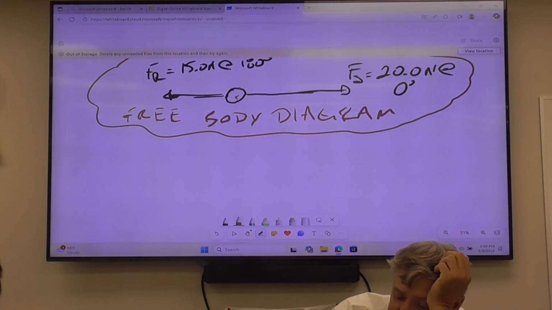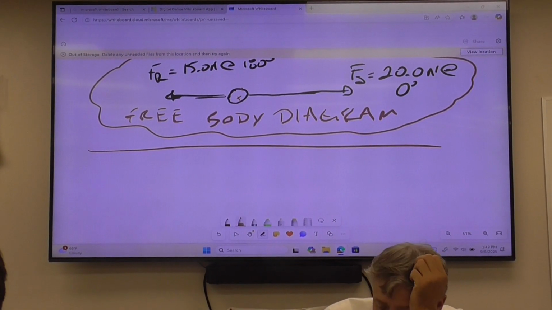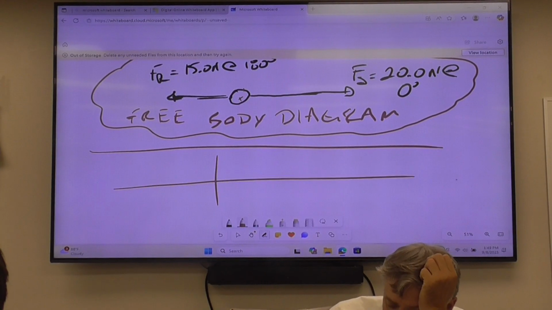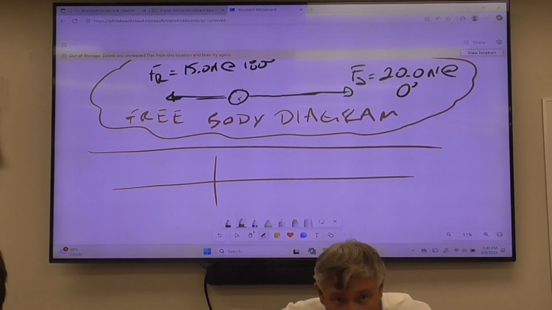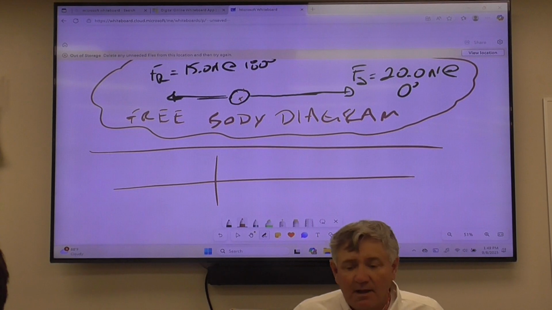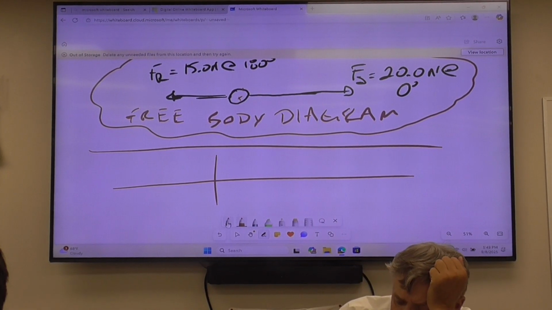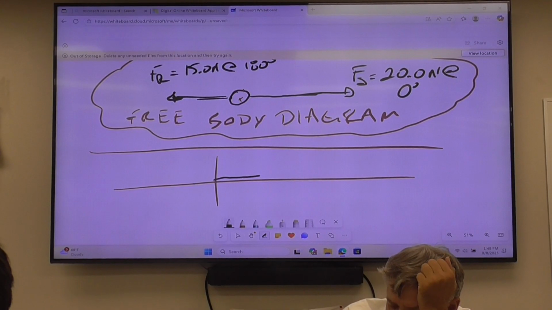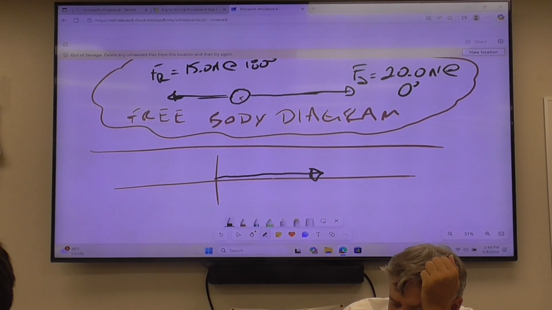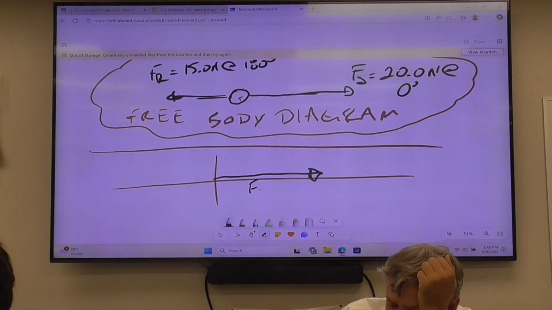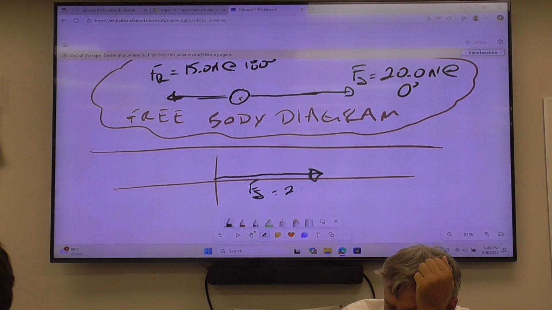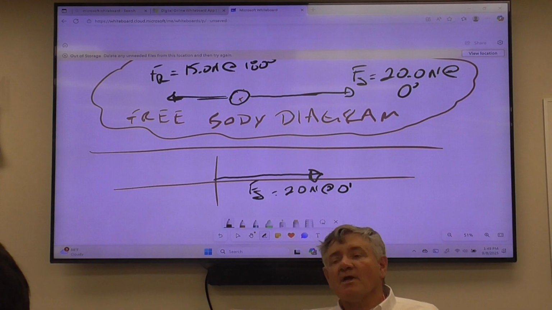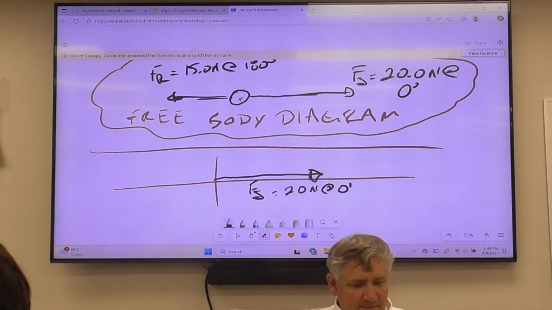Now, the actual tip-to-tail method, and this is what you're after, you draw a new X and Y coordinate system. Okay? Draw a new X and Y coordinate system. And then you go, okay, I'm going to draw Sydney's first. Okay? Doesn't make any difference. I'm just going to draw hers first. 20 newtons at 0 degrees. Here's the next critical step.